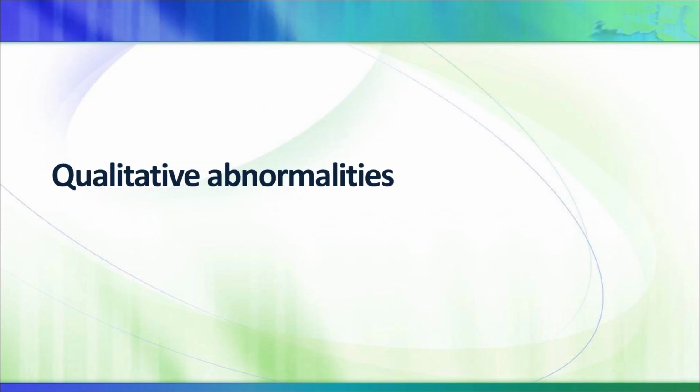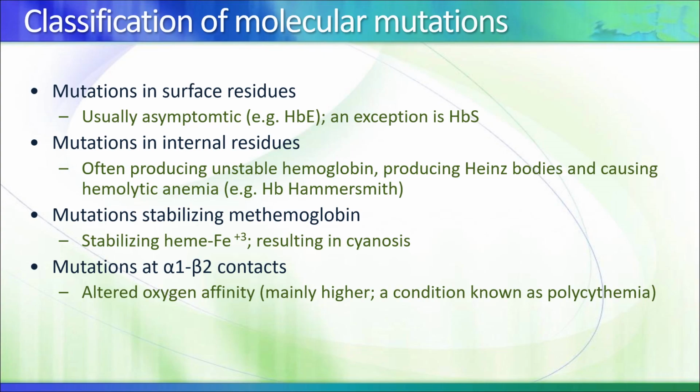So let's start with qualitative abnormalities. Basically we're talking about single point mutations, mainly. Now these mutations can take place anywhere in the hemoglobin molecule. They can occur on the surface or they can be internal. If they occur on the surface, usually they are asymptomatic. An example is HbE, and we'll talk about it in a few minutes. An exception is HbS or sickle cell anemia. This is a single point mutation that really causes a dramatic effect on the function of the hemoglobin molecule.